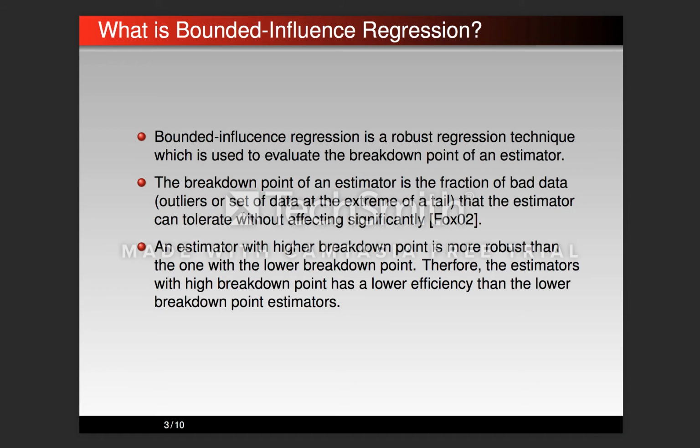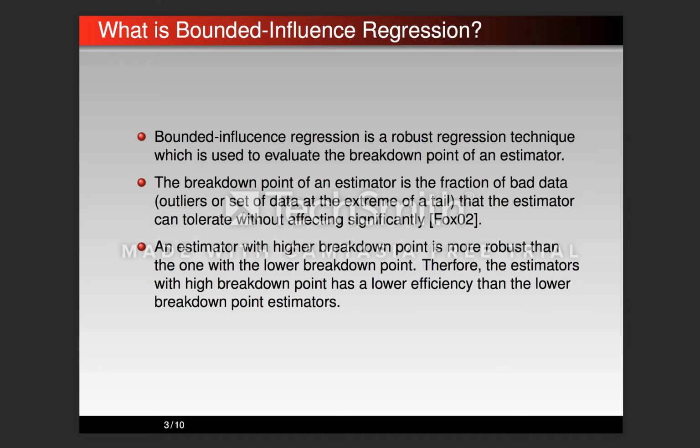For example, the mean has a breakdown point of 0 because we can change the mean value as much as we want by simply changing a single observation. Whereas the median has a breakdown point of 50% because more than 50% of the sample data must be changed arbitrarily in order to change the median.